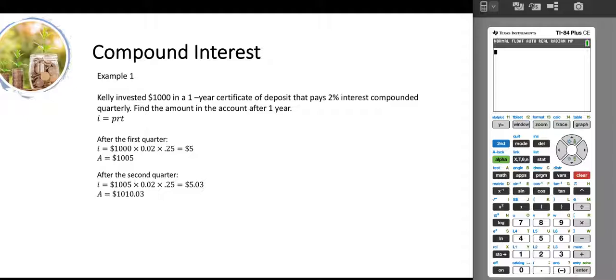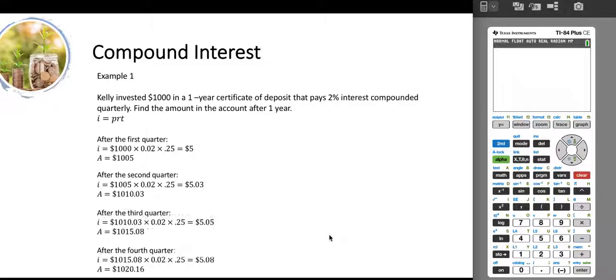Now we're going to go through this process again. But this time, we're calculating the interest using $1,005. And we get $5.03 in interest, which gets added to the previous principal, which was $1,005. And now we have $1,010.03. And then we're going to do it 2 more times. Now, can you imagine if I wanted you to calculate this for this interest being compounded quarterly for 10 years? You'd have to do this 40 times. So there's got to be a better way.